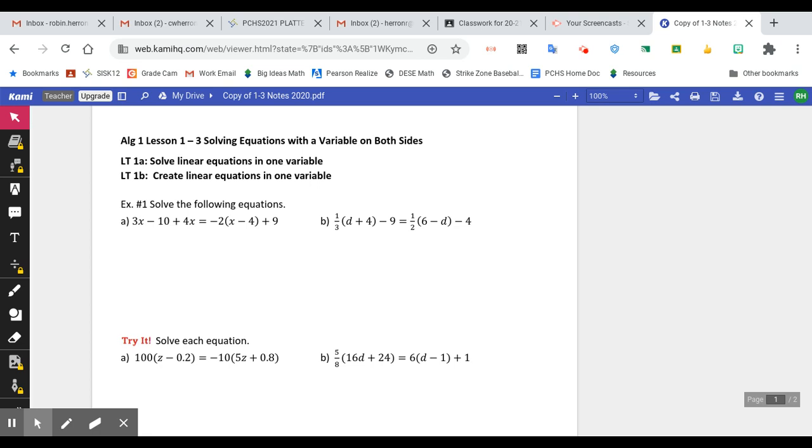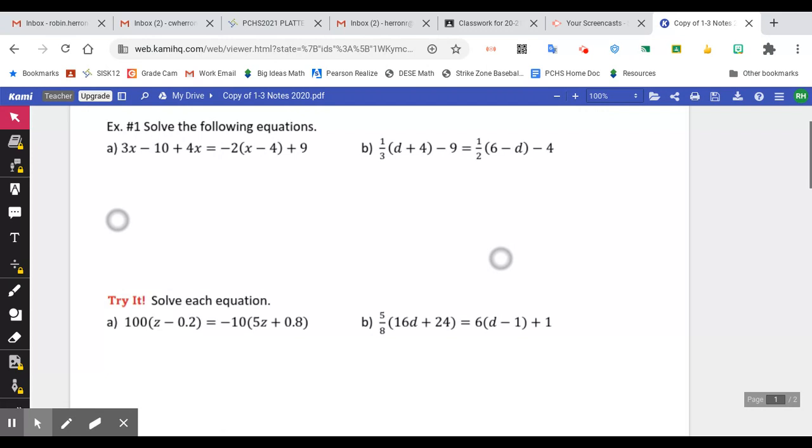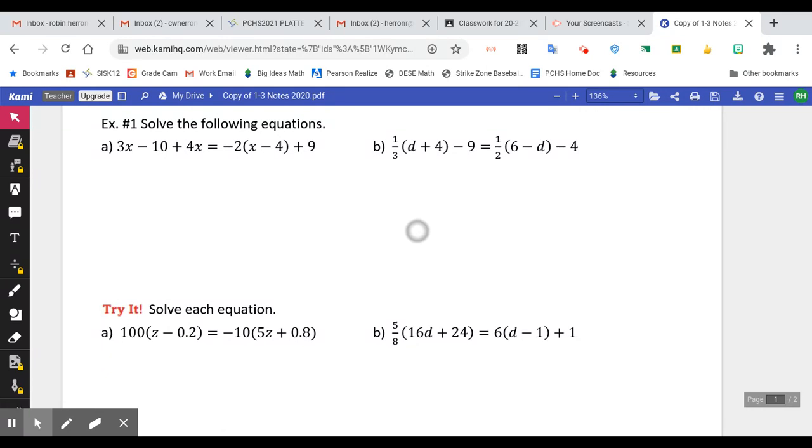All right, you guys, we're going to do 1-3 notes today, solving and creating equations again. And today we're focusing on variables on both sides. Okay, so we're going to jump right in. Left side, then right side.